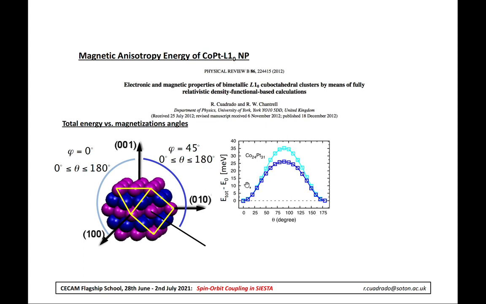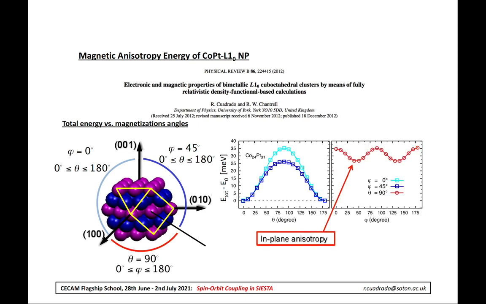We observe the difference in energy depending on whether all the magnetic moments point along the Z axis or along the X axis. Another scan that we can do is in the XY plane, where we found an in-plane anisotropy in this case.